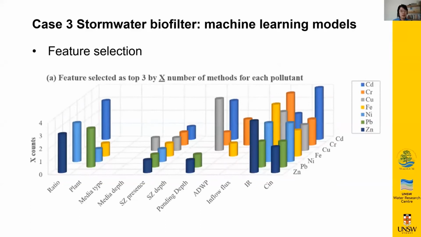As you can see here, ratio, infiltration rate (IR), and Cin are most often selected as the top 3 by those feature selection methods. This is also in good agreement with previous studies on nutrients and phosphorus, and also previous studies on heavy metal performance in these systems. So again, this shows how we can use machine learning models to achieve this purpose.